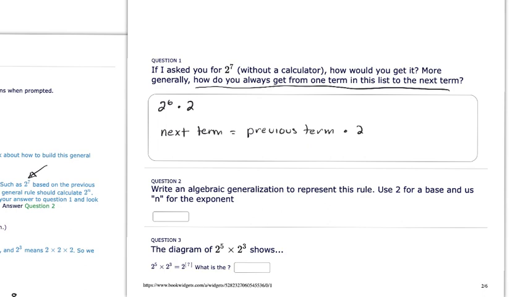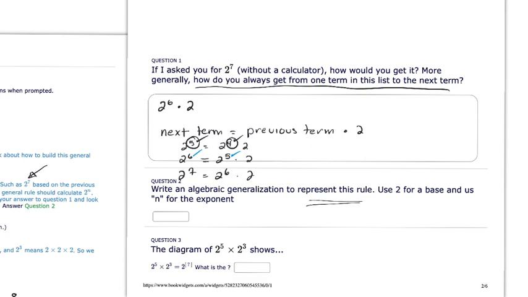And so now we want to write an algebraic expression to represent this rule. So let's just make a few of these. So 2 to the 5th, for example, would be the previous term, 2 to the 4th, times 2. And 2 to the 6th would be the previous term times 2. And 2 to the 7th would be the previous term times 2. And so look at what is going on here. It's going 5 for your exponent, so you use the exponent 4, and then take that answer times 2. And here the exponent was 6, so you start with the exponent of 5.